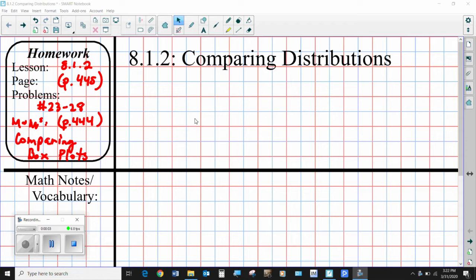Alrighty, today we're going to take a look at some data that is provided for some different situations, and we're going to look at how we could put that data into different data displays and try and draw some conclusions about that data. So go ahead and jot this down, comparing distributions 8.1.2.